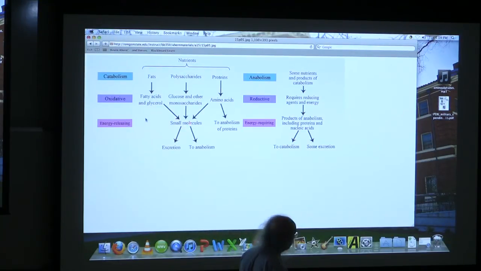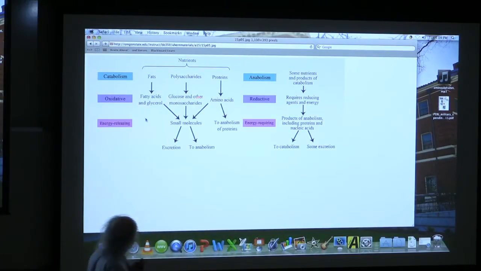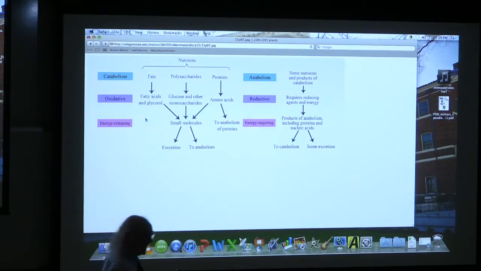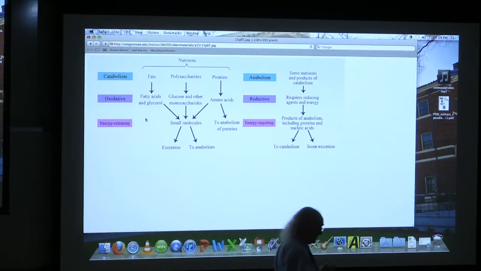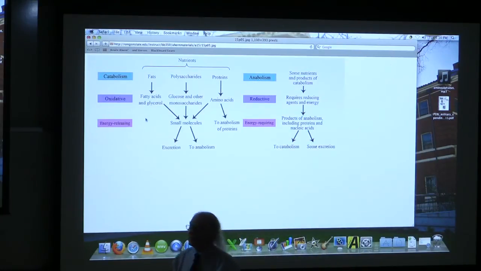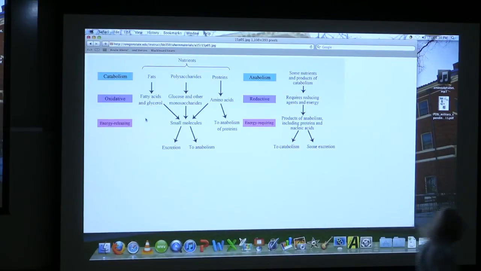They start with simple, small things. They use energy to put those simple, small things together into bigger things, and then ultimately into the very biggest things of all. Anabolic processes are generally the opposite of catabolic. That is, instead of being oxidative, they are in general reductive, and they are energy requiring. So catabolic and anabolic processes are very important to understand.